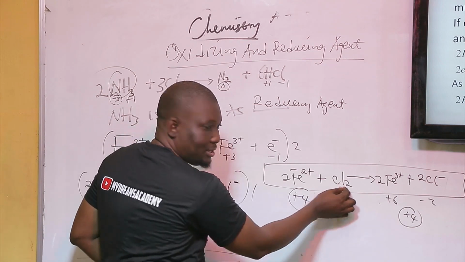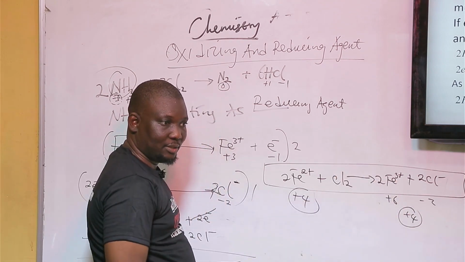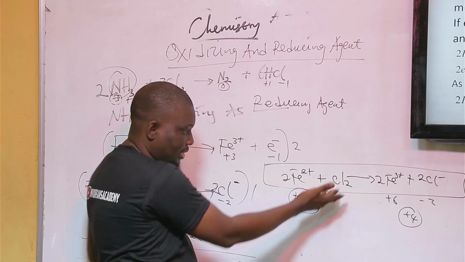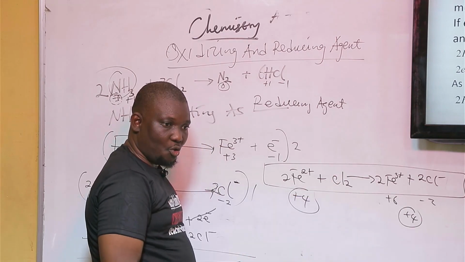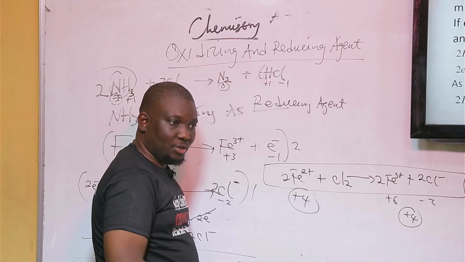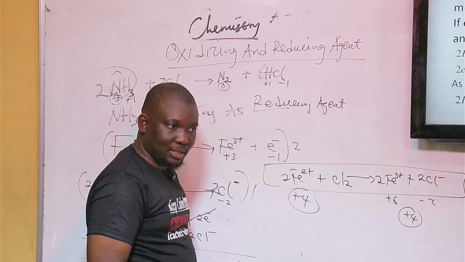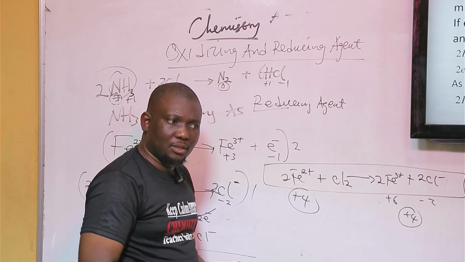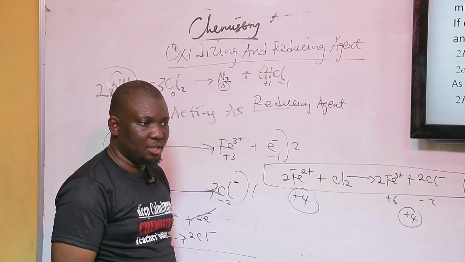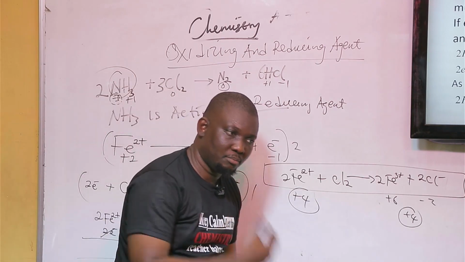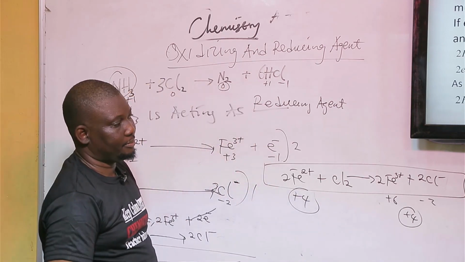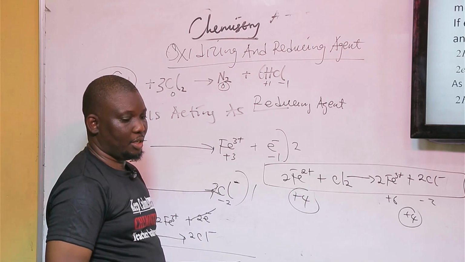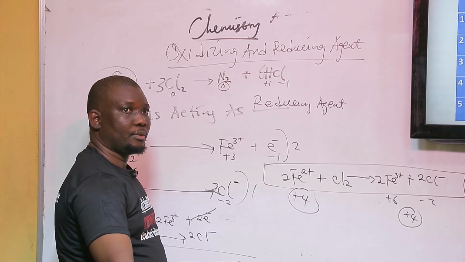The state of chlorine here is 0, and here it is -1. So with this, one should know that in this reaction, chlorine is the oxidizing agent. The reason is because its oxidation number has changed from 0 to minus 1. Are you with me? Okay.